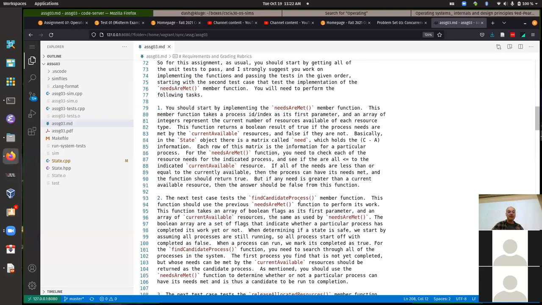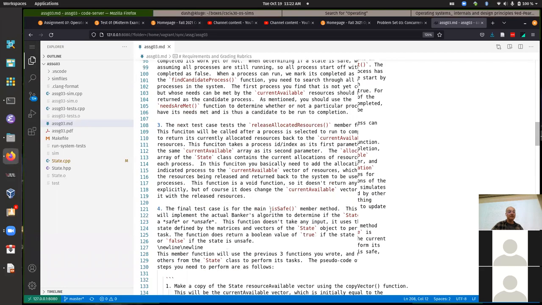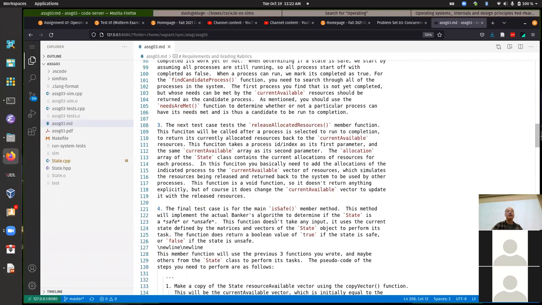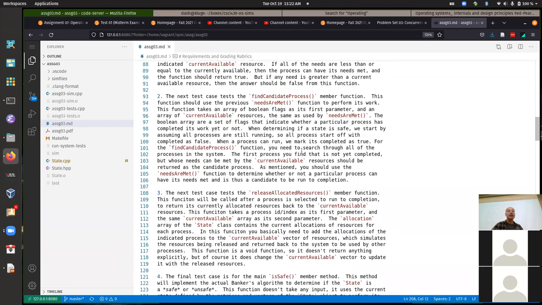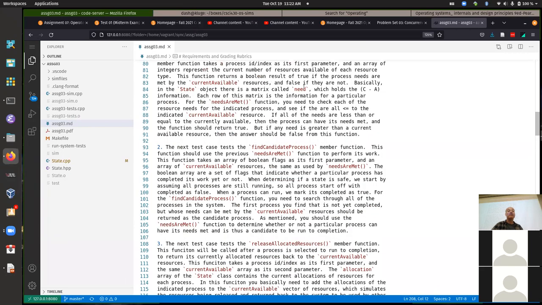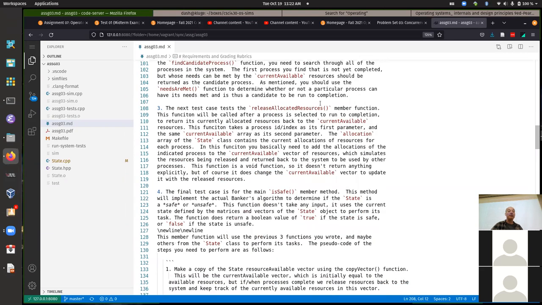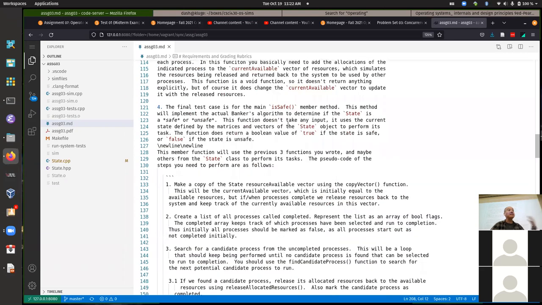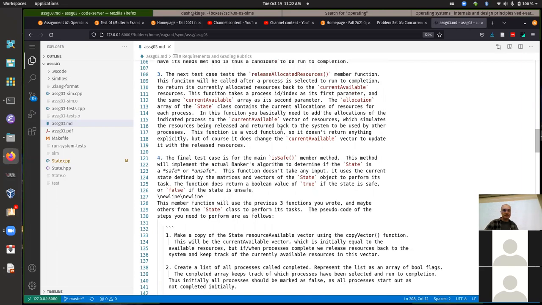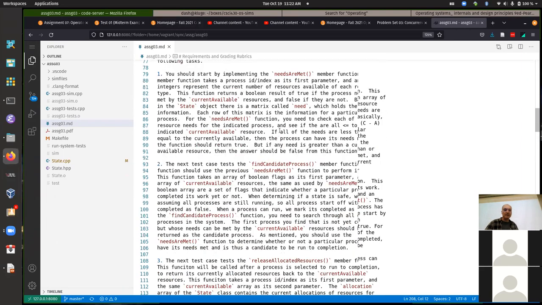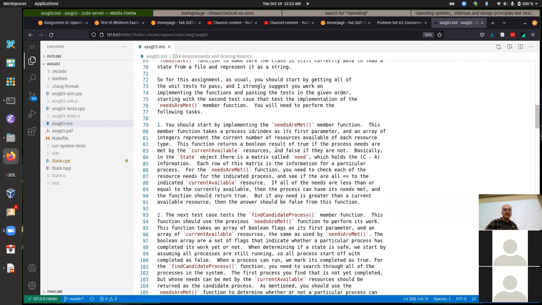To describe this, in order to make the task easier, the assignment breaks it up. You first start by implementing three methods that are all going to be reused inside of the is safe method. So instead of just having you directly implement is safe, we'll first implement these three methods for tasks 1, 2, and 3, called needs are met.